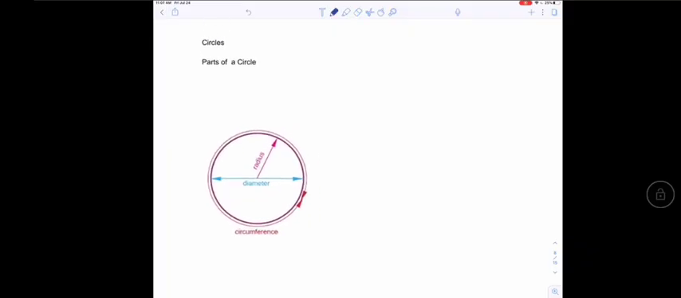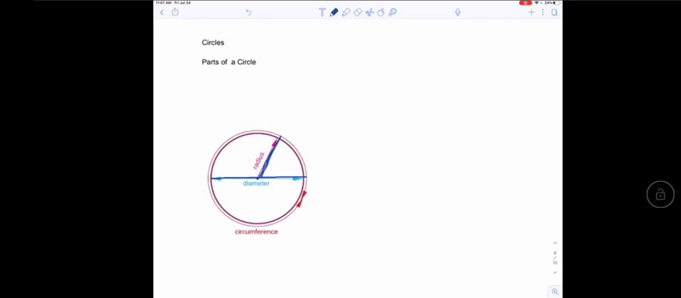So in a circle, we have the center of the circle, okay? We have the radius. The radius of a circle starts at the center and goes all the way to the edge of the circle, okay? This is the radius. And then we also have the diameter. The diameter starts at one edge of a circle, goes all the way through the center to the other edge of the circle, okay?